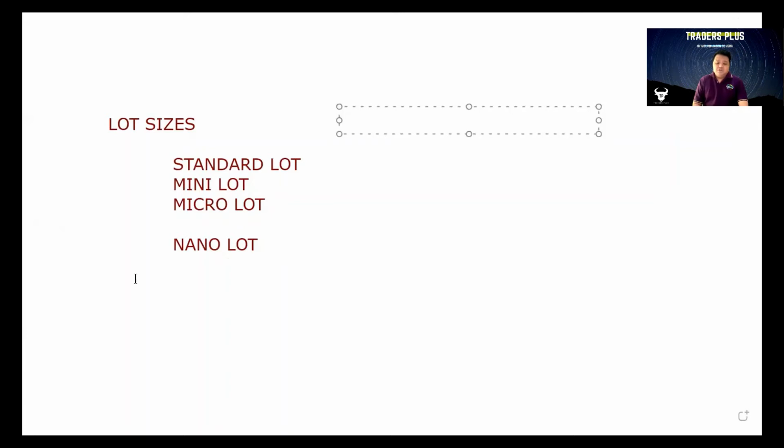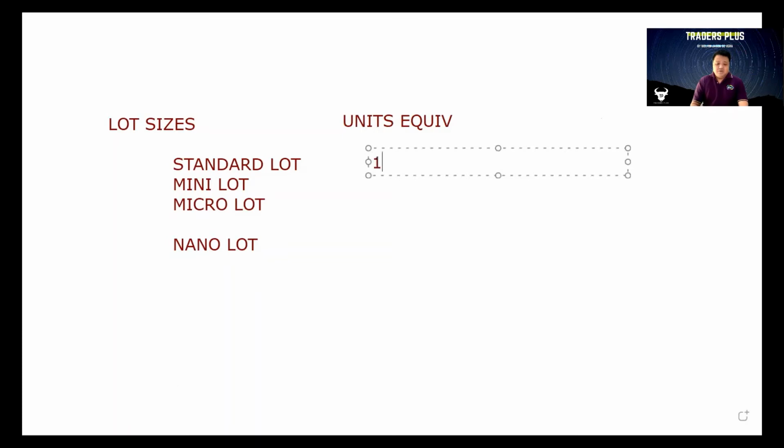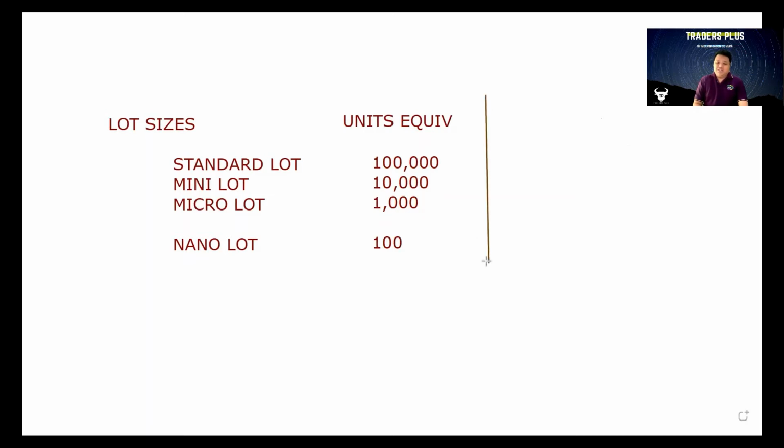Okay? So, ilang units? Di ba? Equiv ito. Okay? So, the standard lot has 100,000. The mini lot has 10,000. The micro lot has 1,000. And the nano lot has 100. Okay. So in most cases, kaya ko tinawag ng most cases kasi not in all cases.